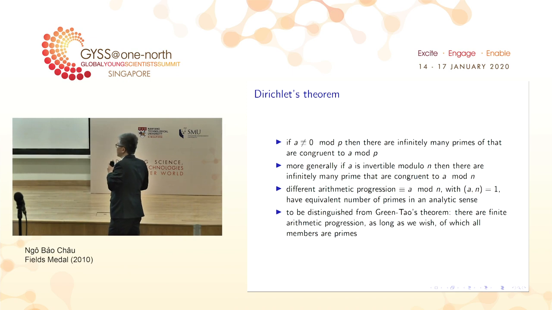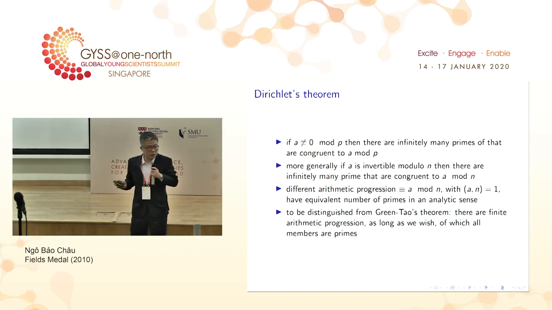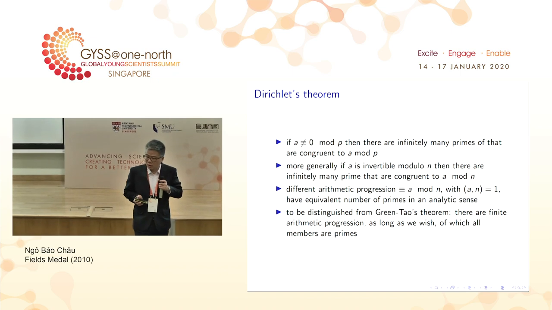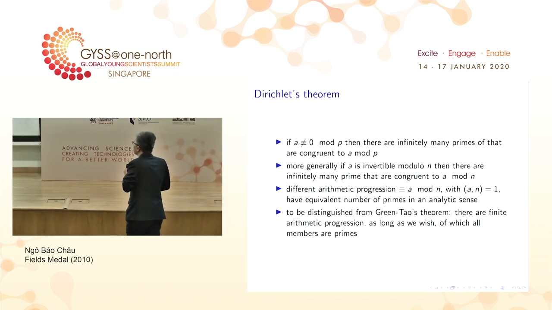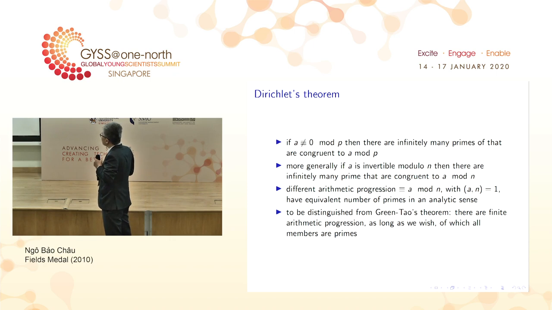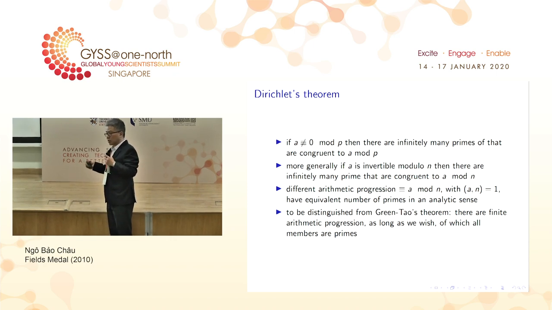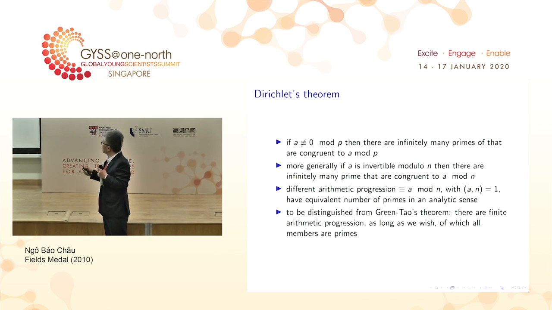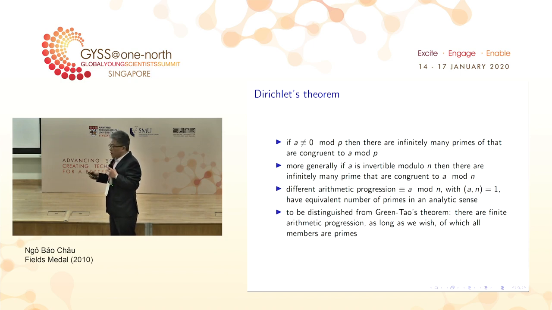And I just mentioned this. So this is much newer, the Green-Tao theorem, which happened in the 2000s. Green and Tao proved something that sounds similar but is completely different. In Dirichlet's theorem, they prove that there are infinitely many prime numbers in any arithmetic progression under relatively prime conditions. And the Green-Tao theorem proves that you can make an arithmetic progression, a finite one, as long as you wish, with only prime numbers.